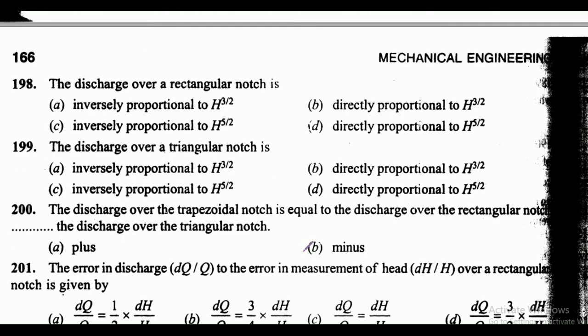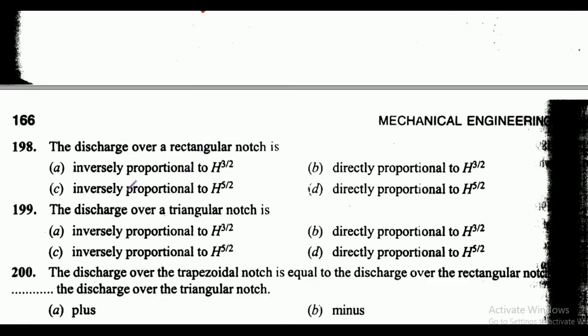Next is: the discharge over a rectangular notch is, here friends, these are the options, and here the correct answer is option B, that is directly proportional to H raised 3 by 2. Next is: the discharge over a triangular notch is, here friends, these are the options, and here the correct answer is option D, that is directly proportional to H raised 5 by 2.